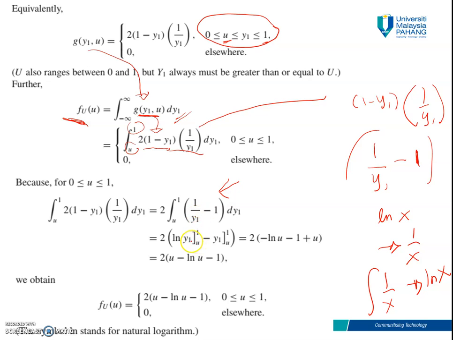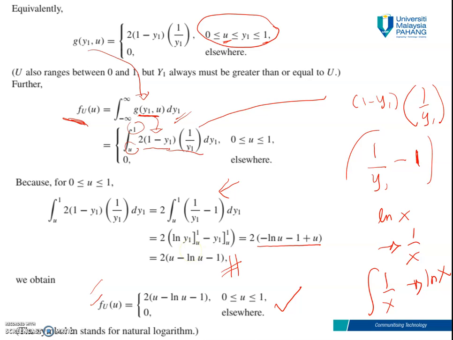And then your y1 is between u and 1. When you integrate 1, you get y1, so again similar, from u until 1. Then you substitute the value, and you will get 2 times negative ln u minus 1 plus u. You simplify, then you get this answer. Then the marginal density function of u will be this one. Again, the symbol ln stands for ln.